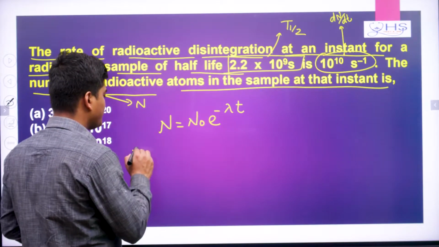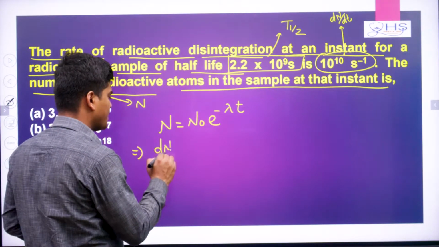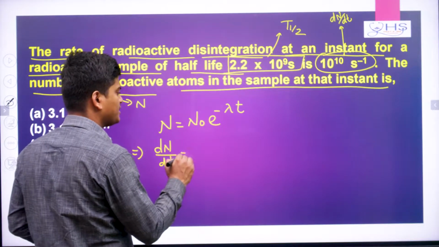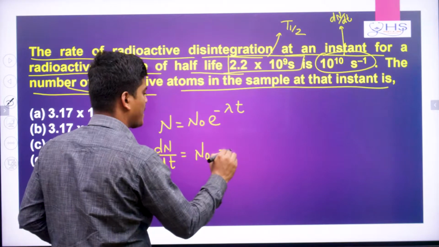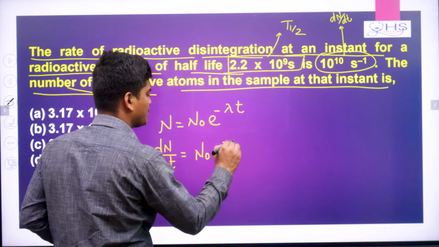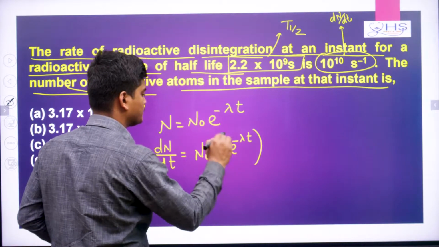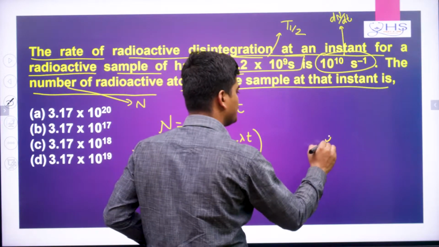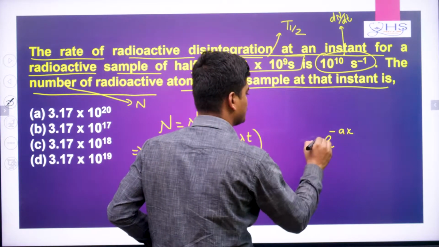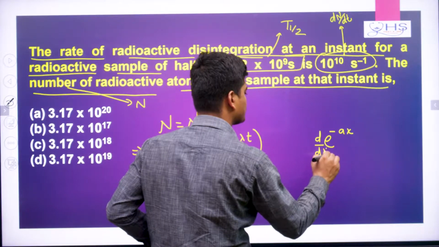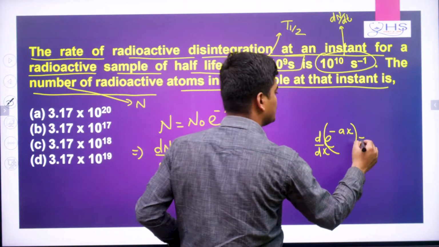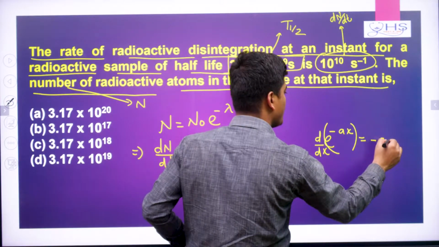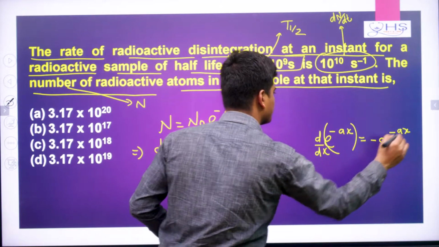Now if I differentiate this, dN by dt, how much will I get? I will get N naught, and the differentiation will give minus lambda e to the power minus lambda t. Why is it coming? Remember, the differentiation of e to the power minus a t with respect to t is nothing but minus a e to the power minus a t.